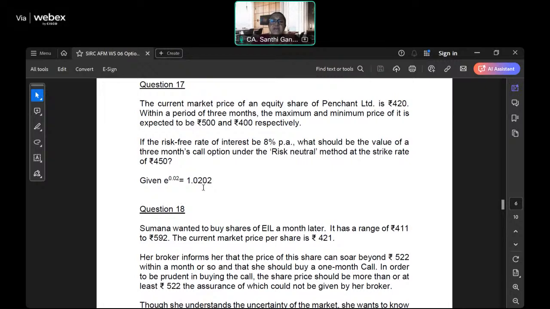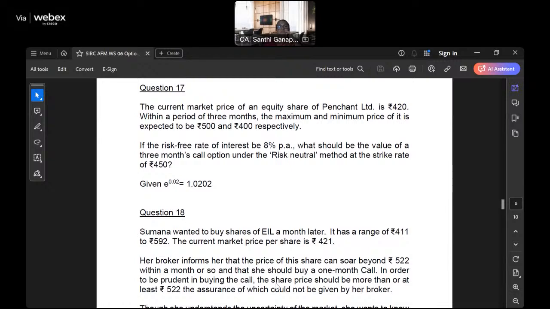See, had it been annual compounding, a 1 compounded at 2% would be only 1.02. Since this is continuous compounding, the value is more, the 1 will be 1.0202. You try and then we can discuss. We have to find what is the value of call option.